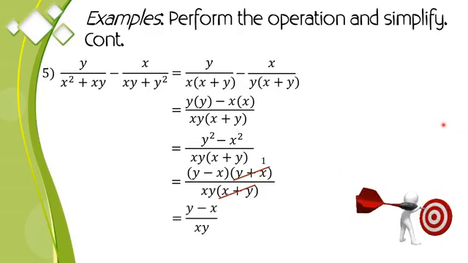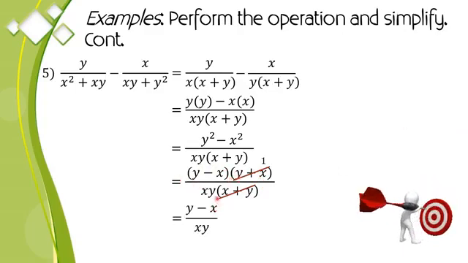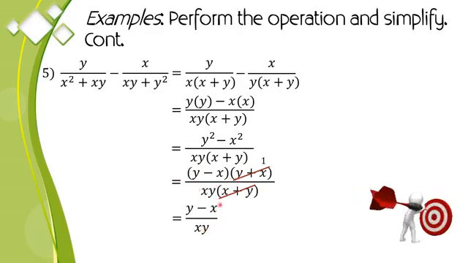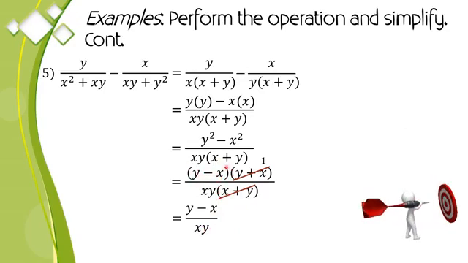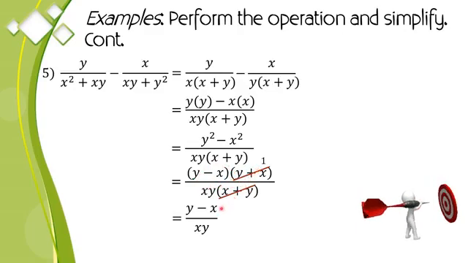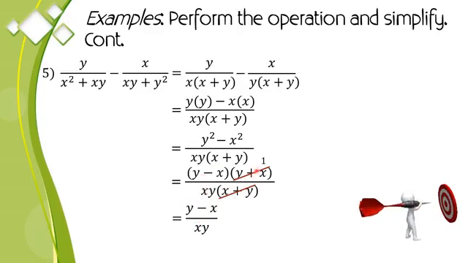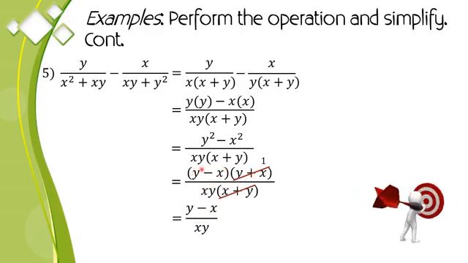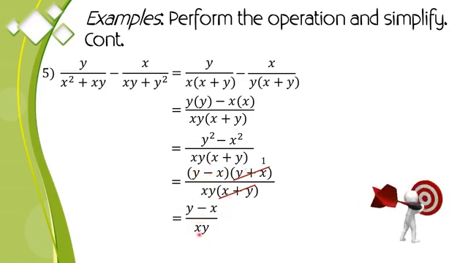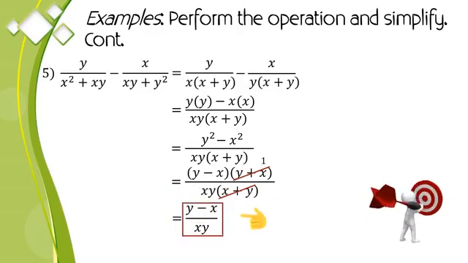Okay, so the remaining now in our numerator is y minus x, and also in our denominator, that is xy. Or the remaining now in our numerator is y minus x times our 1, so that is still the same as y minus x because any number multiplied by 1 is the number. Okay? So y minus x times 1 is y minus x, and then you copy the denominator. Okay, so this is now your final answer.